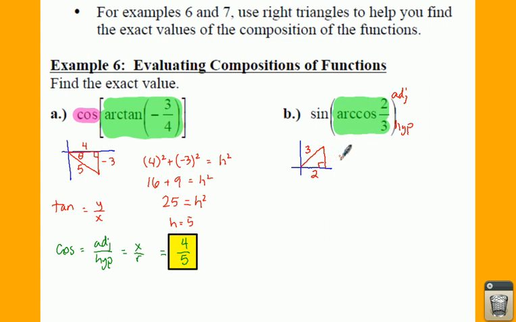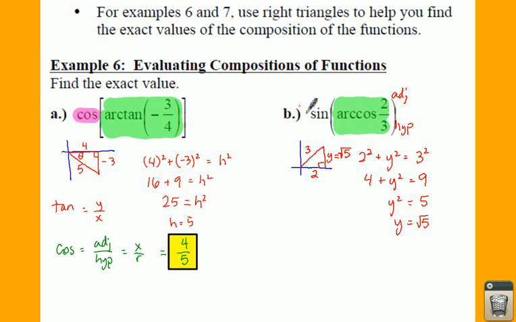We need to figure out what our y value is. So we're going to say 2 squared plus y squared is equal to 3 squared. So 4 plus y squared equals 9. Subtract 4 from both sides, you get y squared is equal to 5, so y is the square root of 5. And since we're in quadrant 1, that's going to be a positive radical 5.